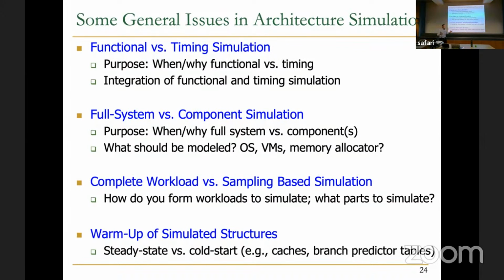CPU is a component also, right? That's where full system comes in. Full system basically is what I just said earlier. It models everything. Then the question becomes, what should be modeled at what level? Granularity, operating system, virtual machines, memory allocator. So there's a lot of stuff that needs to be modeled if you want to model a full system, right? That's why CPU simulators are easier, but still they're not easy, I would say.